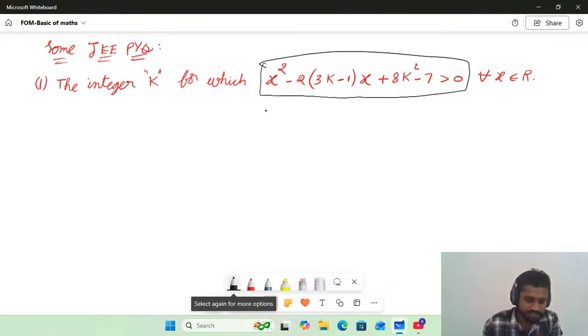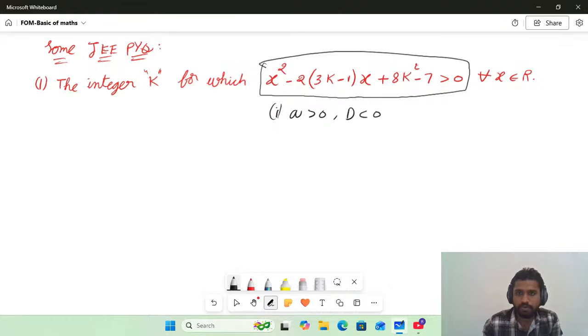So only two conditions we have. What is the first condition? First condition is a should be greater than 0 and D should be less than 0. Already here a is 1, so that 1 is greater than 0, that condition is satisfied. So D, the discriminant of this quadratic equation, should be less than 0.